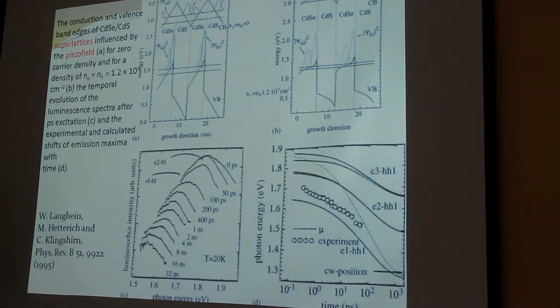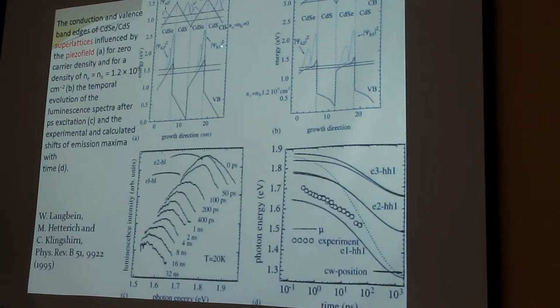The second part of the story is they show the piezo effect. So if you strain some, you get piezoelectric fields, and these piezo fields tilt the bands. So this would be, in principle, the valence band edge. This is the cadmium selenide, the cadmium sulfide, but it is tilted alternatively by the piezo field.